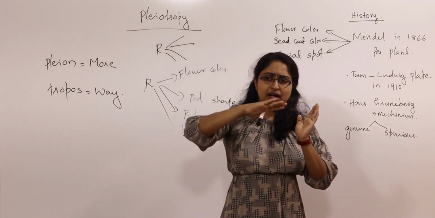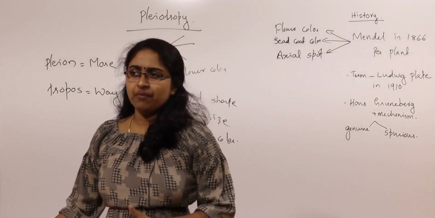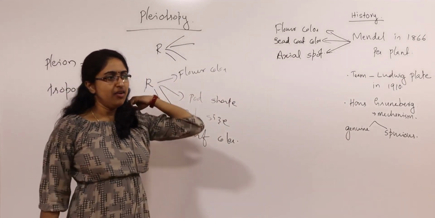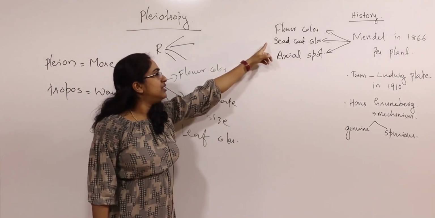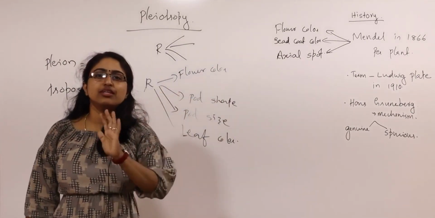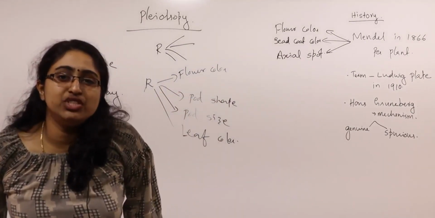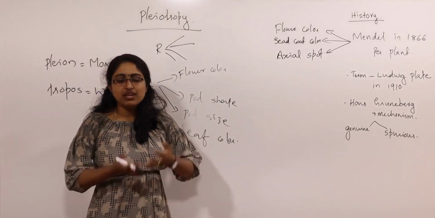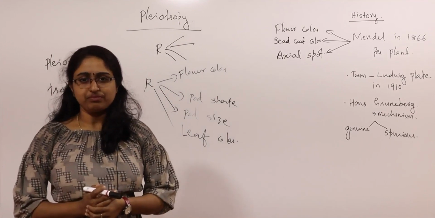They are inherited together, and when there is a mutation in any one of these characters, we can observe that the other two are also following the same mutation. Such kind of changes he observed, but he failed to explain why this is. What is the phenomenon behind this?